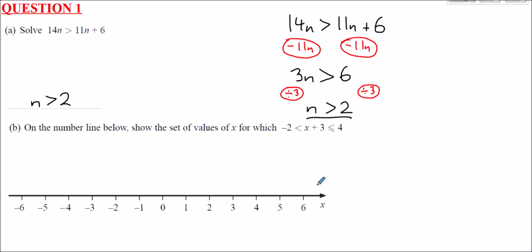Part B is very similar. The only way this could maybe confuse people is that it's an inequality, but it's got 3 different parts to it. Like I said about equations, what we do to one side we need to do to the other. It works if there's a middle bit as well. So we want x on its own, so what we can do here is take away that 3 from all parts of this inequality.